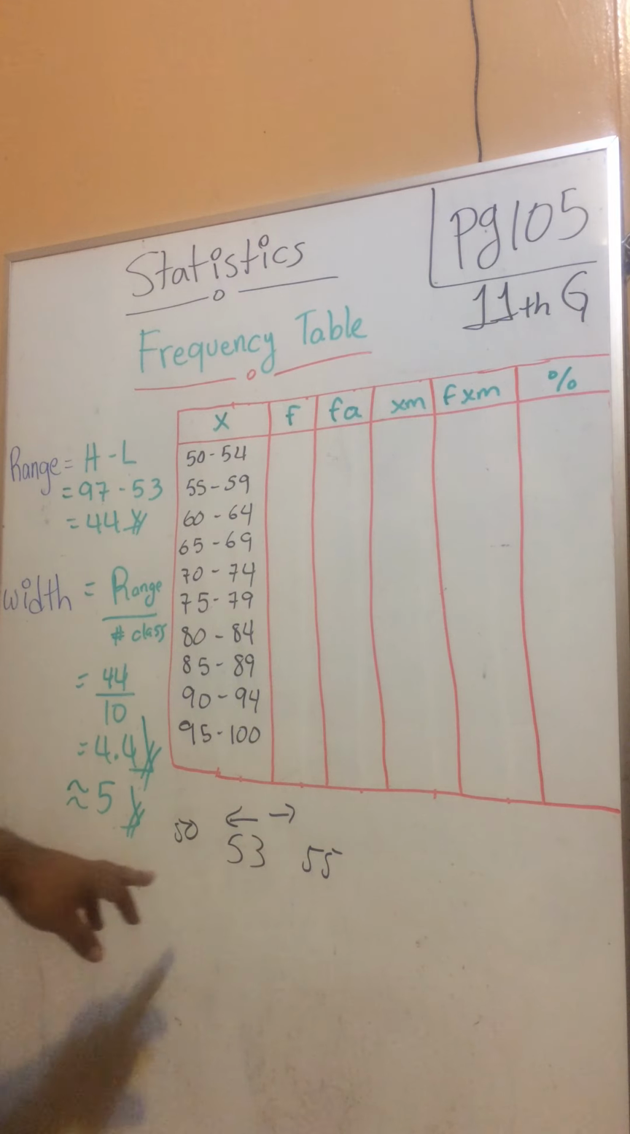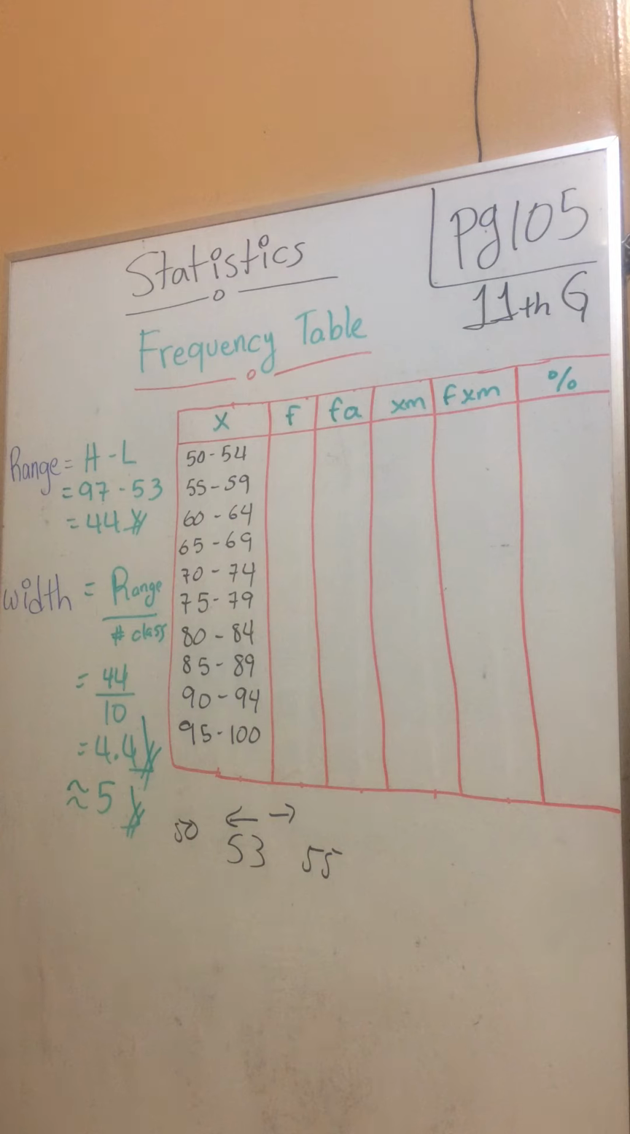Okay, let's say that this number, instead of 53, let's say it was 47. Okay, so from 47, which one is the closest multiple of 5 to the left? It's going to be 45. So we would start at 45. Okay, the same thing would happen if the lowest number, let's say, was 49. If it was 49, we would start at 45. Okay, so we go to the left to the closest multiple using the width.